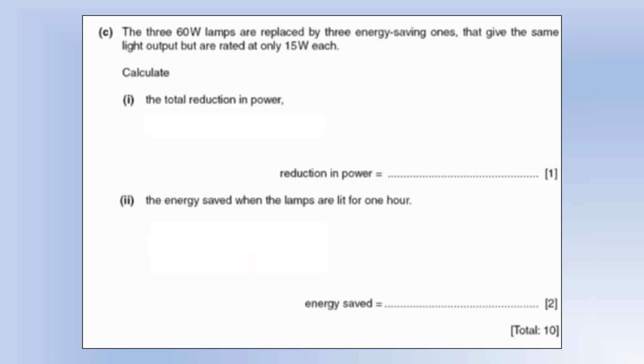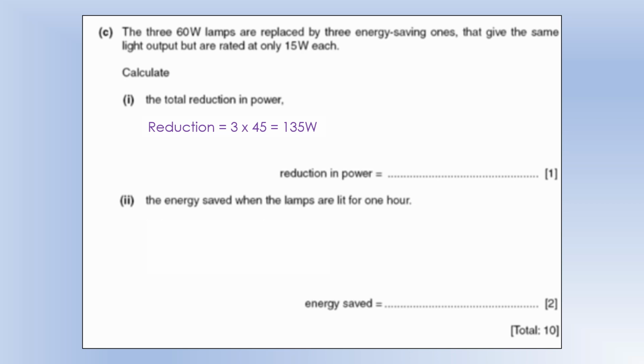So 3 60-watt lamps are replaced with 3 energy-saving ones, same light output, but each are rated at only 15 watts. So what that means is they're just much more efficient. So calculate the total reduction in power. So each one saves 45 watts, so 3 times that is 135.